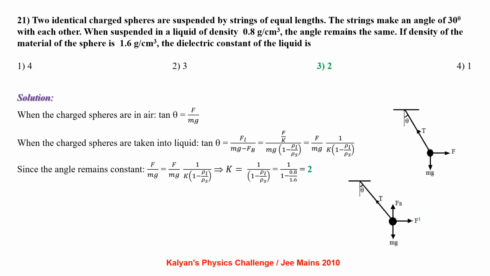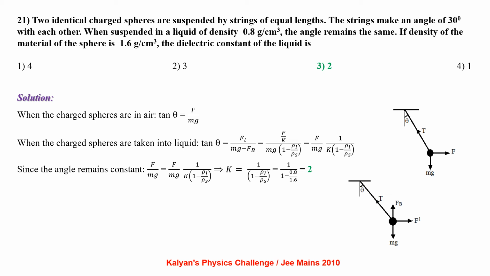Two identical charged spheres are suspended by strings of equal length. The strings make an angle of 30 degrees with each other. When suspended in a liquid of density 0.8 gram per cc, the angle remains the same. If the density of the material of the sphere is 1.6 gram per cc, the dielectric constant of the liquid is?